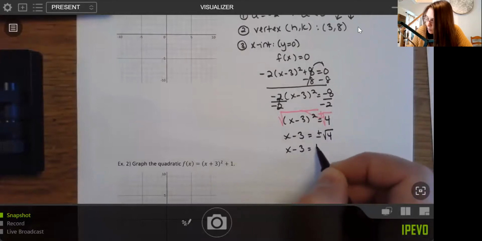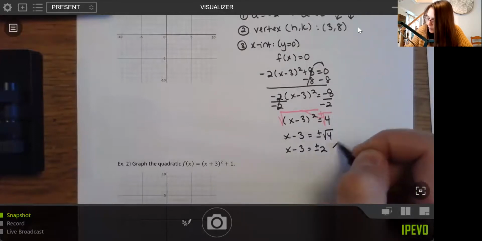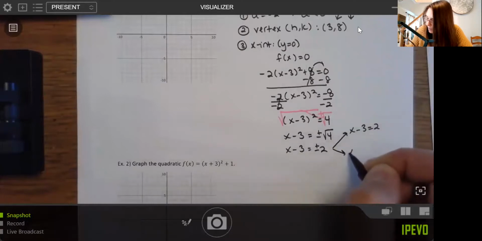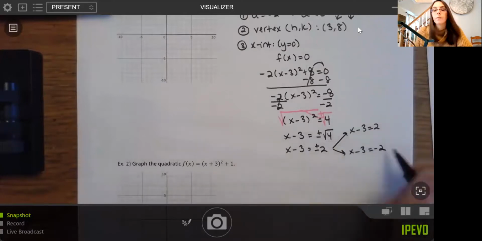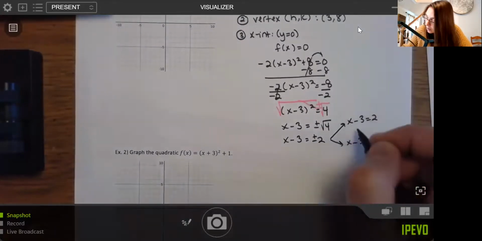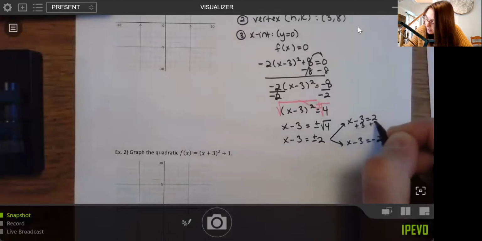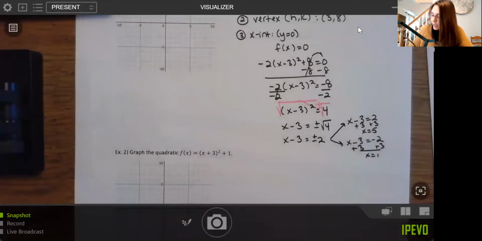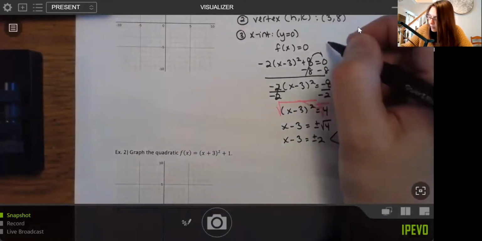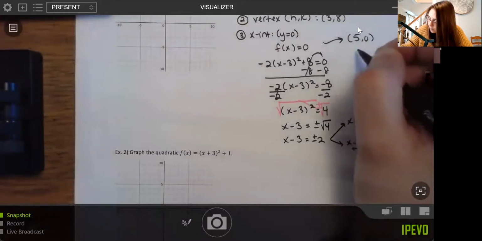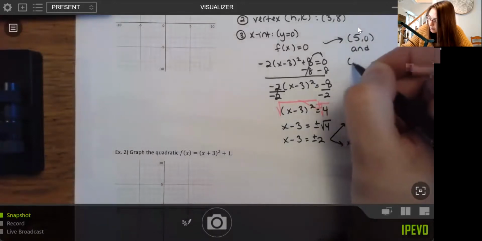The square root of 4 is 2. So here would be my two options: x - 3 = 2, and x - 3 = -2. And then if I solve both of those, I can get my final answers. Here I'm going to add 3 to both sides, and I get x = 5. Here I add 3, and I get x = 1. So my x-intercepts then are going to be (5, 0) and (1, 0).